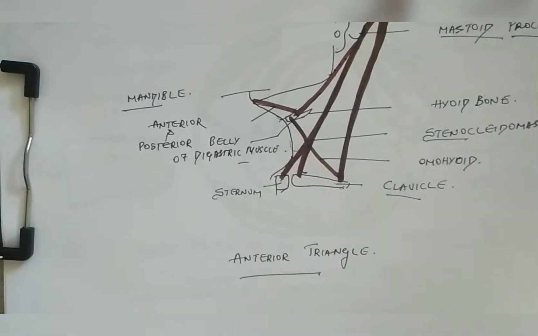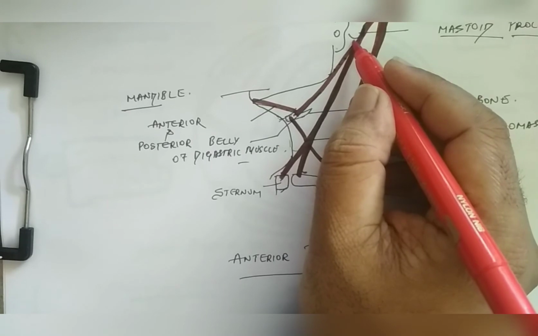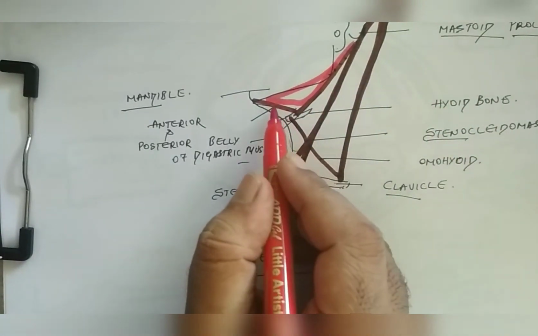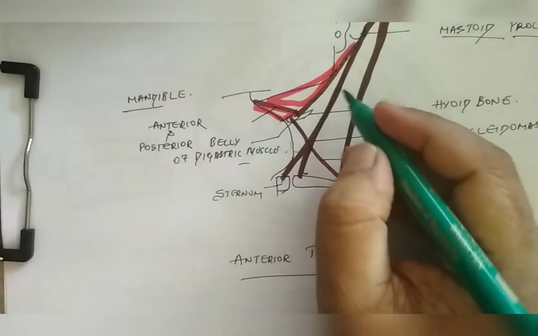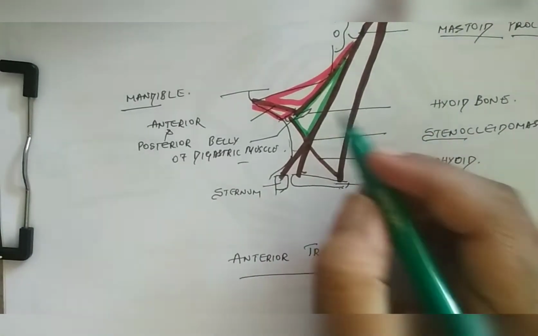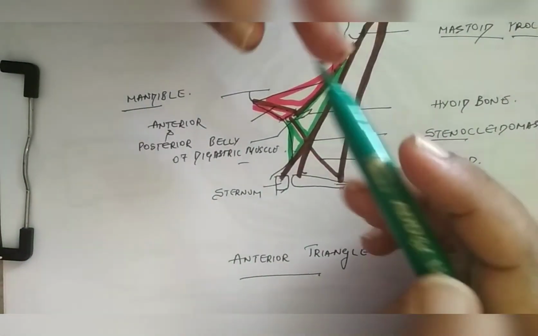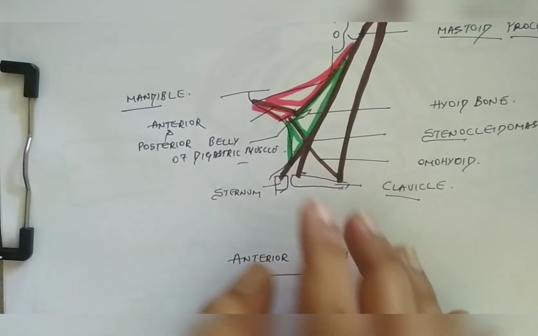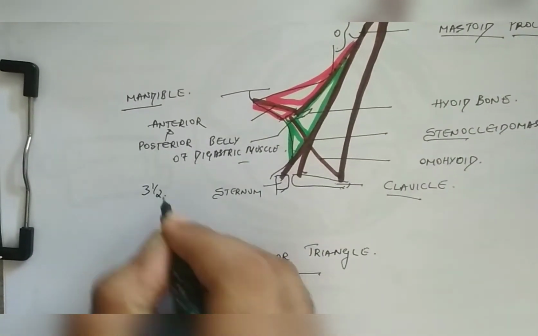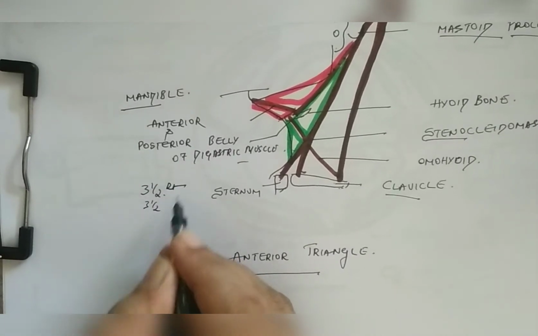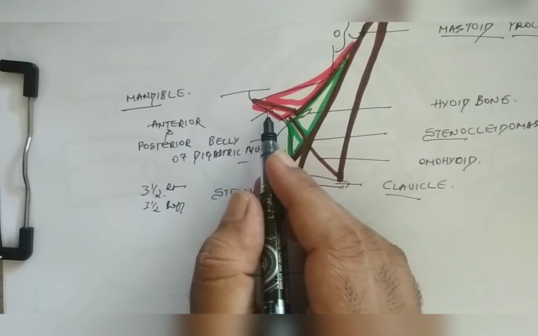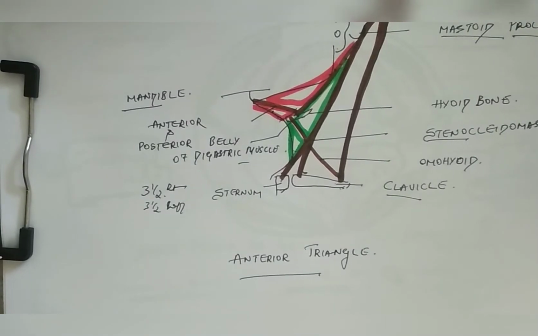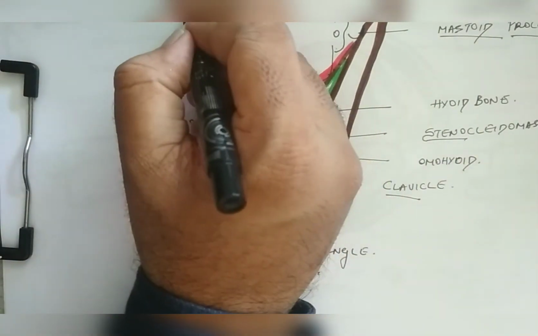So we'll give different colors. This one is digastric, this is submental, this one is carotid triangle and this one is muscular triangle. So these are the four triangles, that is 3.5 on the right side and 3.5 on the left side, half because half of the submental triangle is present on the right side, half is present on the left side. So this is how the anterior triangle is subdivided into four triangles, 3.5 triangles.